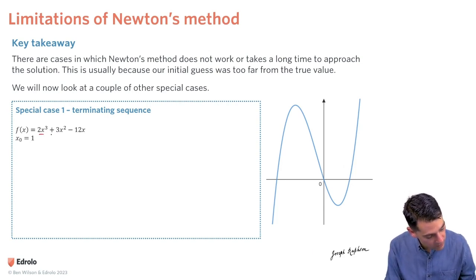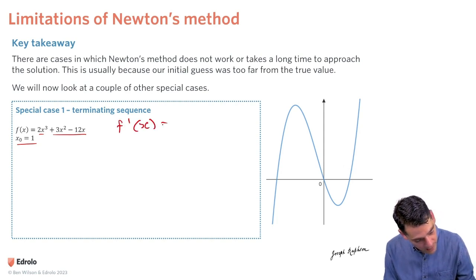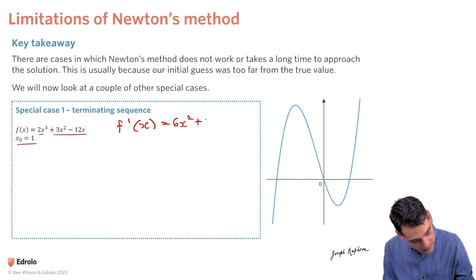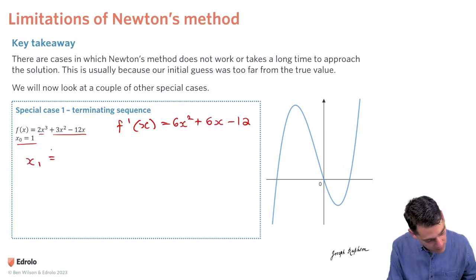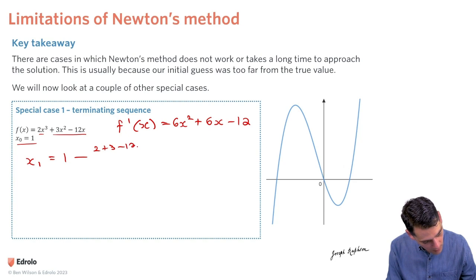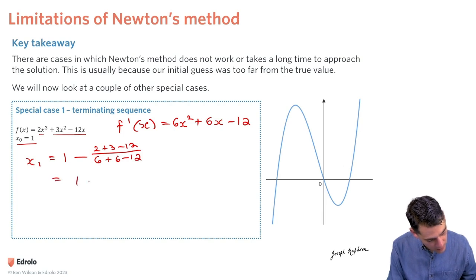So we're going to use this function here with an initial guess of 1. So the derivative would be 6x squared plus 6x minus 12. My first approximation is going to be 1 minus, let's see, so 2 plus 3 minus 12, over, when I sub 1 into the derivative, I get 6 plus 6 minus 12. So what do I get?